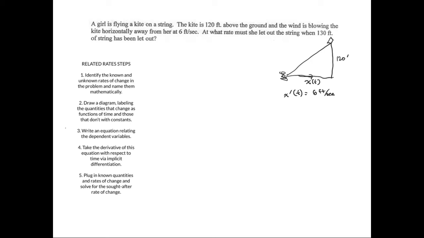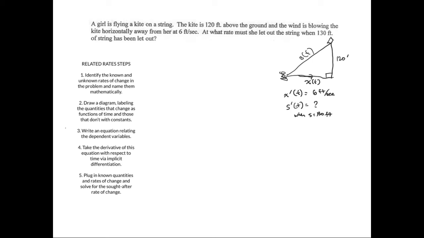At what rate must she let out the string? So the string is the hypotenuse of this triangle, right? So let's call that S of t for string. And we want to know at what rate must she let it out. So S prime of t is what we're looking for when 130 feet of string has been let out. So when S is 130 feet.